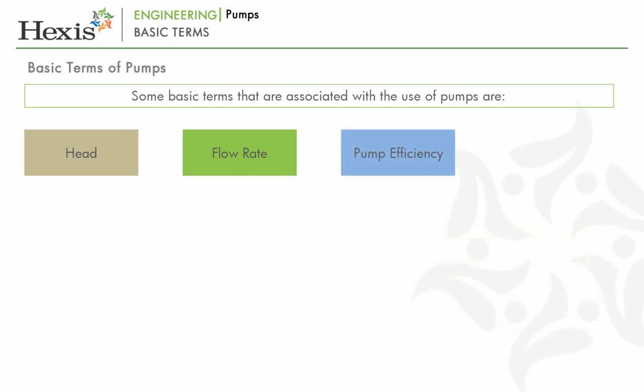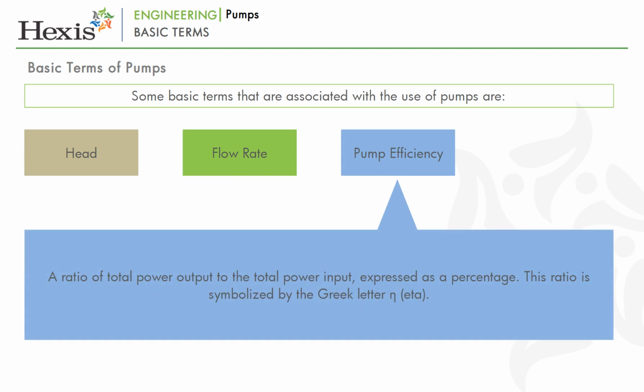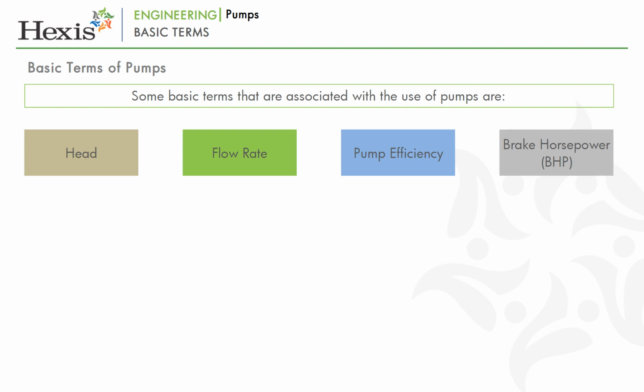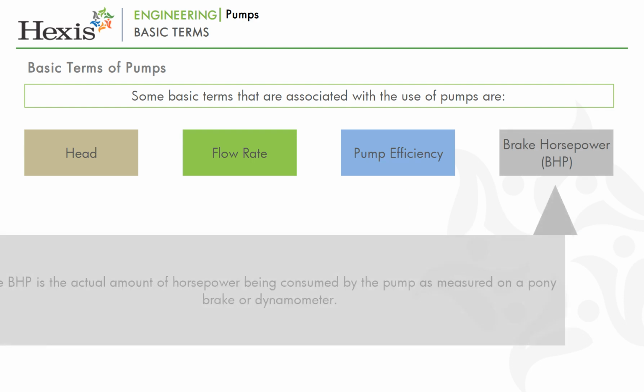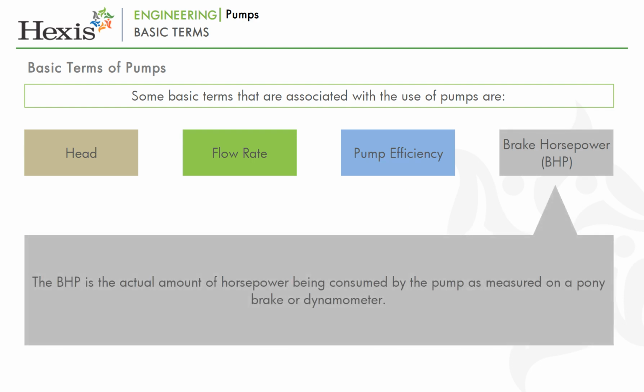Pump efficiency, a ratio of total power output to the total power input expressed as a percentage. This ratio is symbolized by the Greek letter eta. Brake horsepower, BHP. The BHP is the actual amount of horsepower being consumed by the pump as measured on a pony brake or dynamometer.